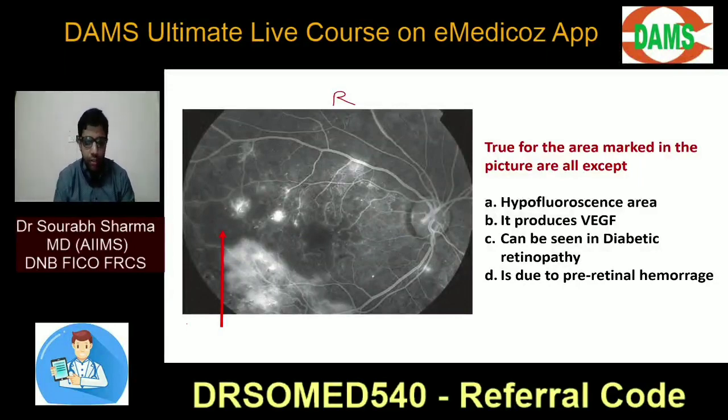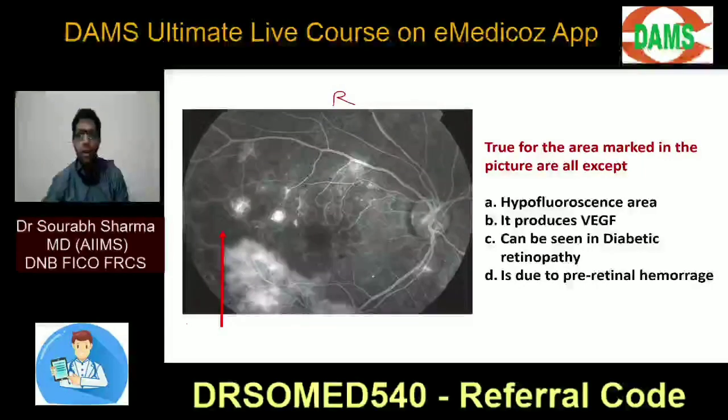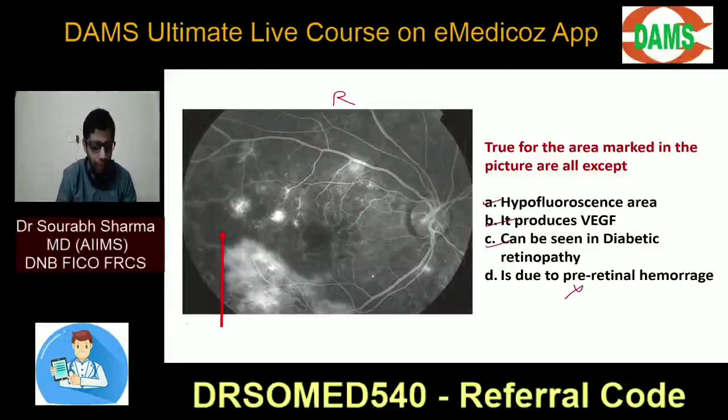So good answers. Is it hypofluorescence area? Yes, hypo. It is dark now, so it is correct. And what is this? This is an ischemic retina. It is not a pre-retinal hemorrhage. It is producing VEGF. And yes, it can be seen in diabetic retinopathy. So D is the answer.